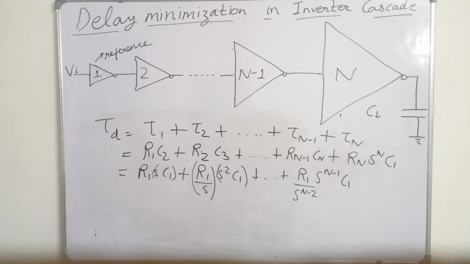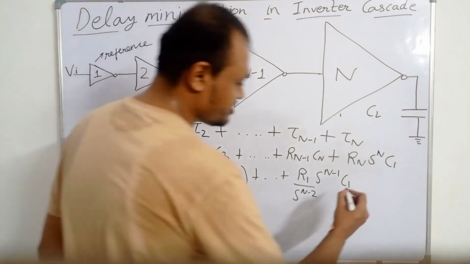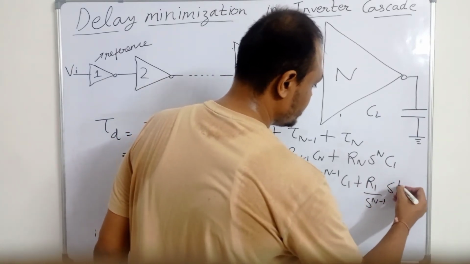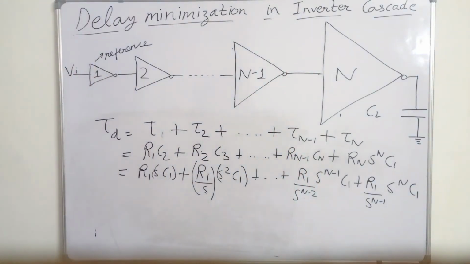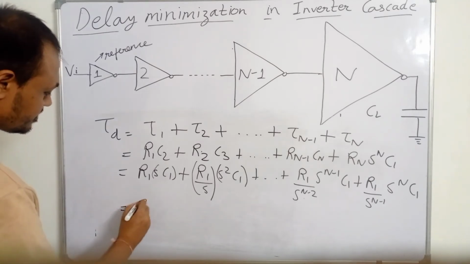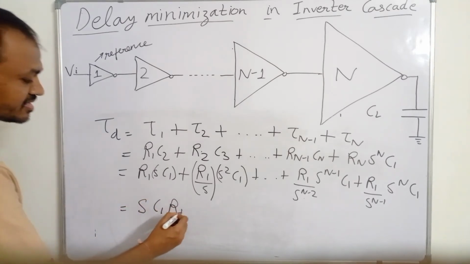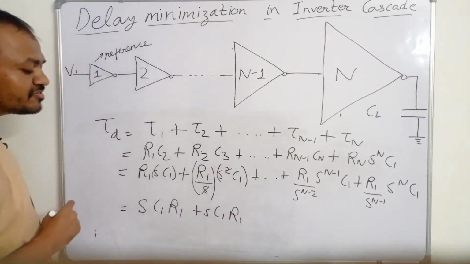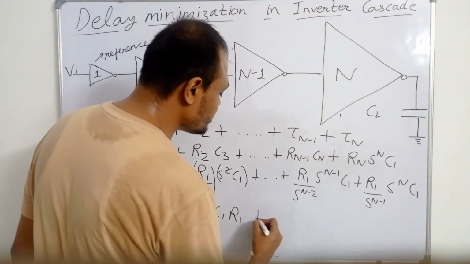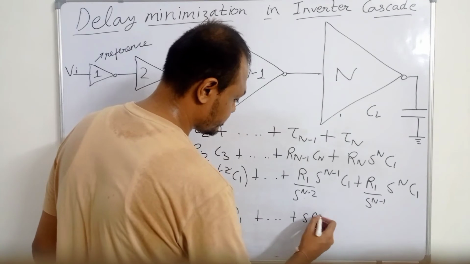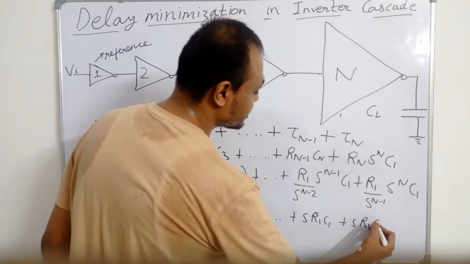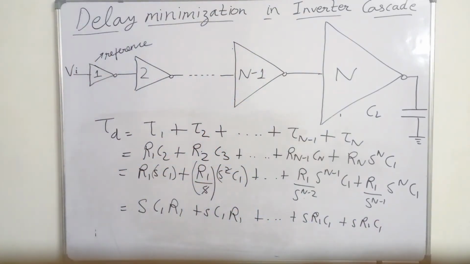Then Rn will be equal to R1 upon S to the power n minus 1 into S to the power n C1. If we simplify this, it will be equal to S of C1 R1, because one S will cancel one S. This will also be equal to S of C1 R1, and this will also be equal to S of C1 R1. So there are actually n terms of C1 R1.